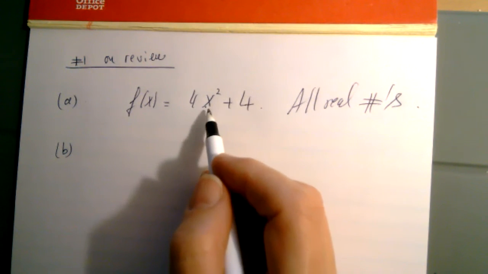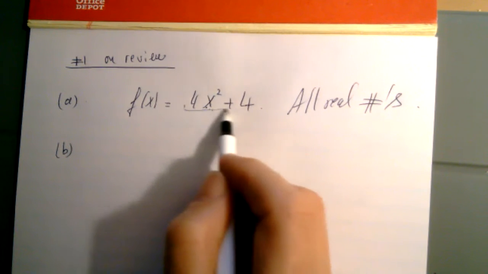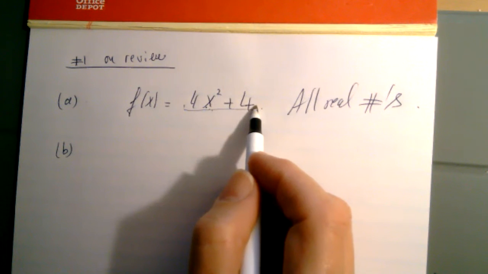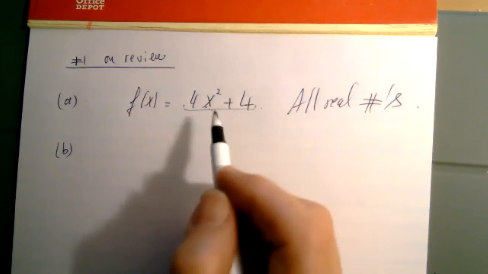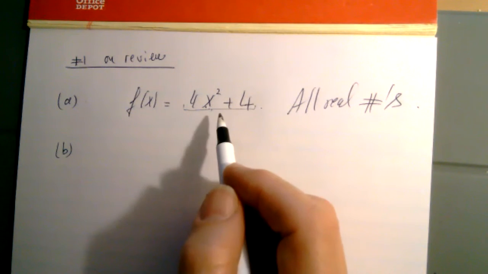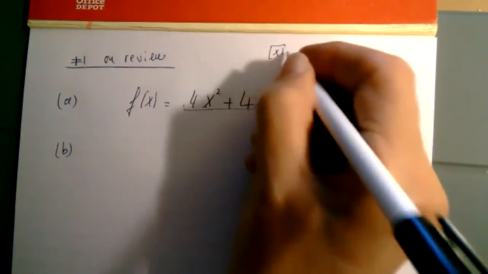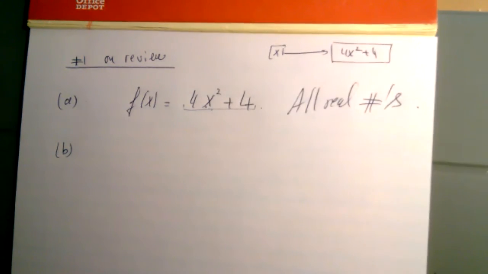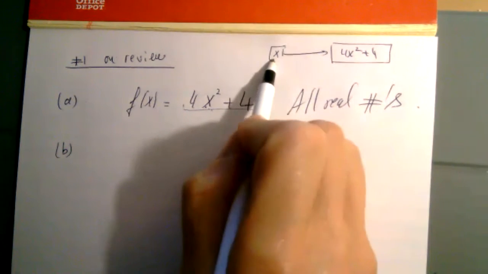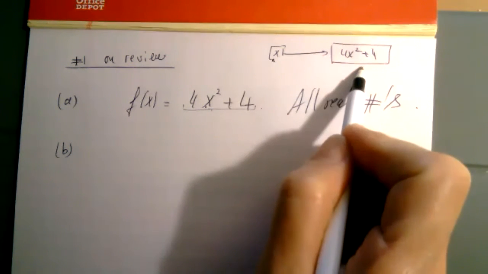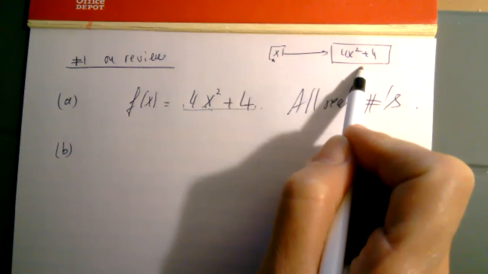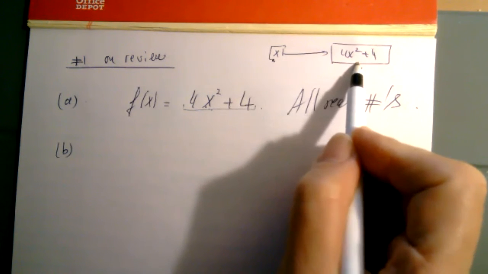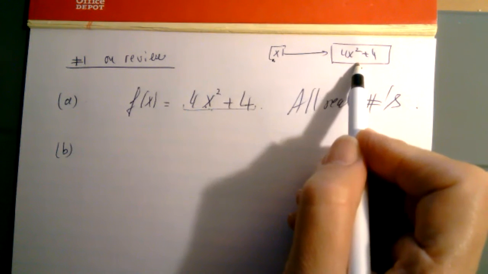Okay, if I give you x equal to 1, can you plug it into this formula? Yeah, you could plug in anything because it doesn't equal anything. It's not an equation, it's a rule. You give it x, it spits out 4x squared plus 4. That's the rule. Can you put anything here and it still spits out something for you? If I put 1, does it spit out a number or nonsense?